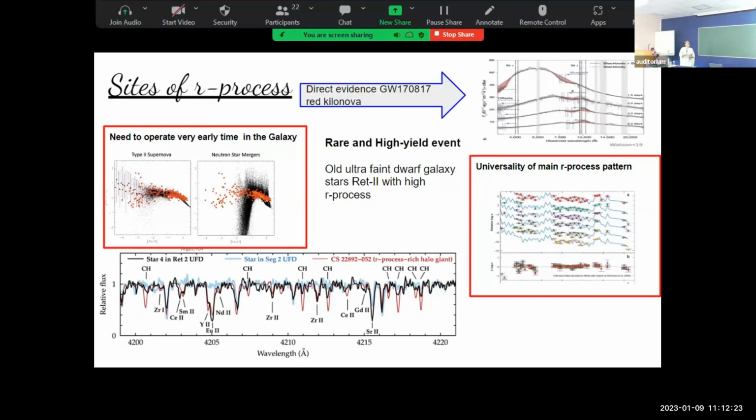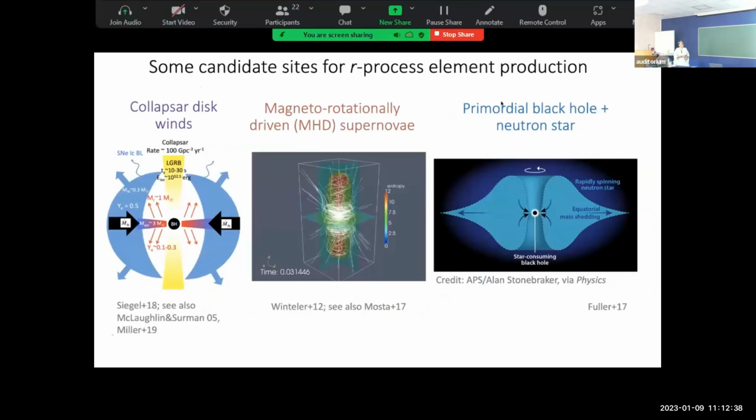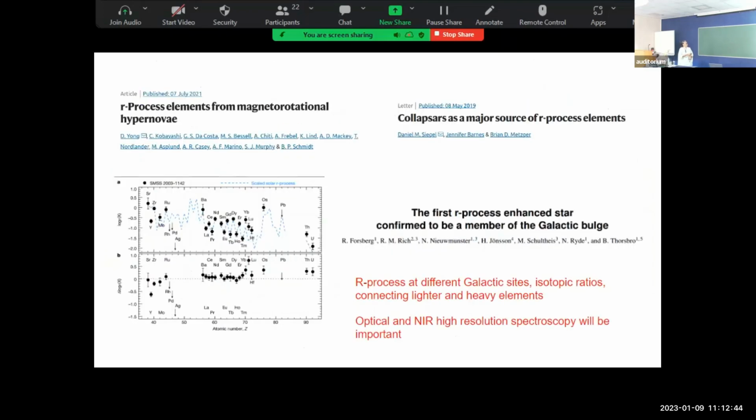So any r-process site should meet these conditions: operate early in the galaxy, it should be a rare and high-yield event, and it should also adhere to the universality. So these are some of the constraints. People have proposed many possibilities, and some of the recent papers have come in.